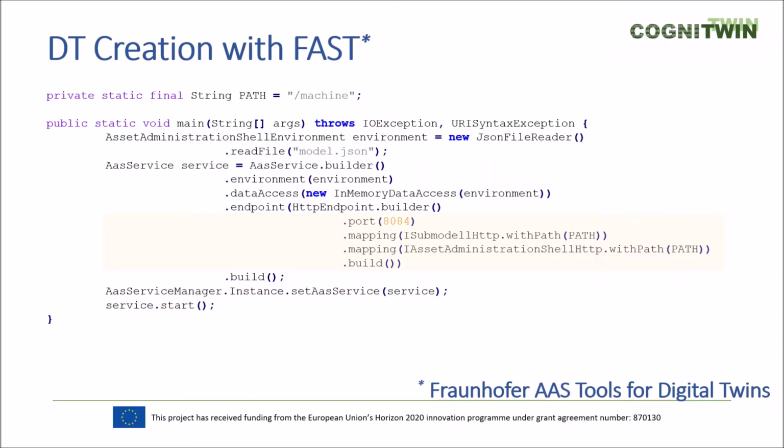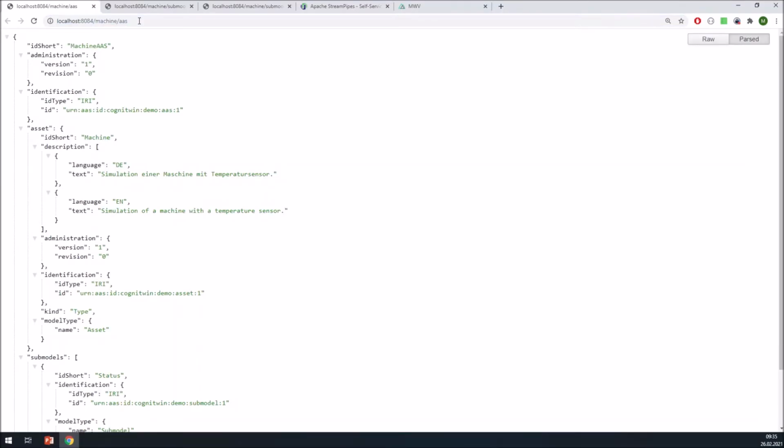In this case, we are saying that the digital twin shall support all operations related to submodels and to the Asset Administration Shell. Finally, we can call the start method, which boots up a web server on port 8084, offering the standardized HTTP AAS interface. We can now verify that our digital twin service is working as expected by opening the corresponding URL in the browser. As a result, we get back the definition of the AAS which we just defined.